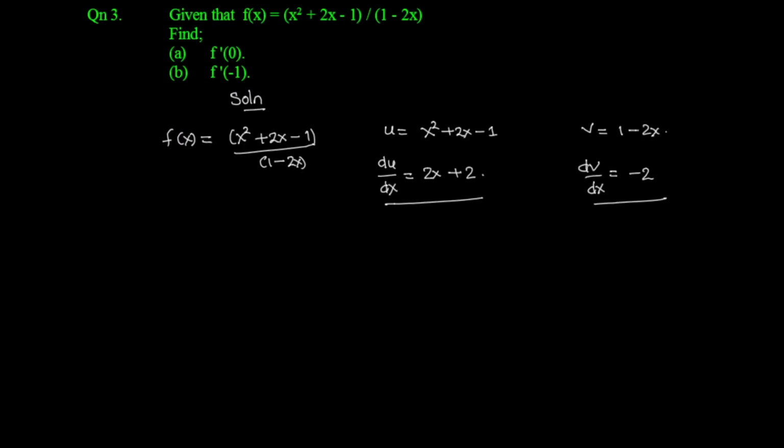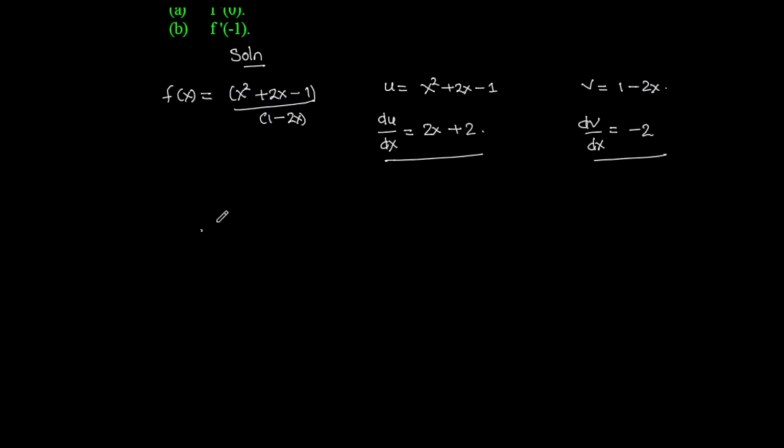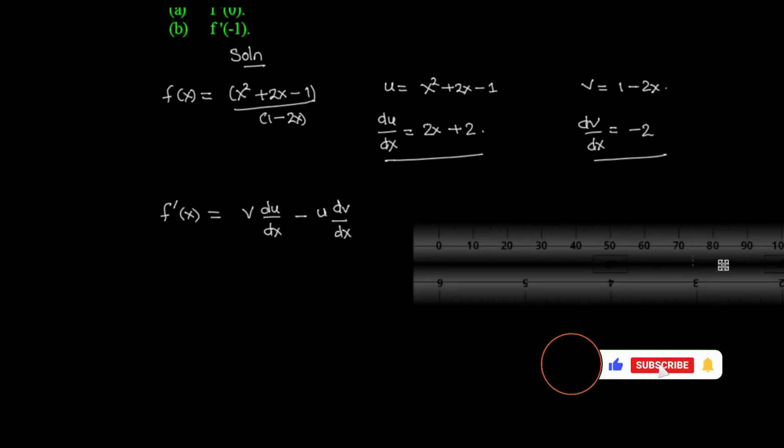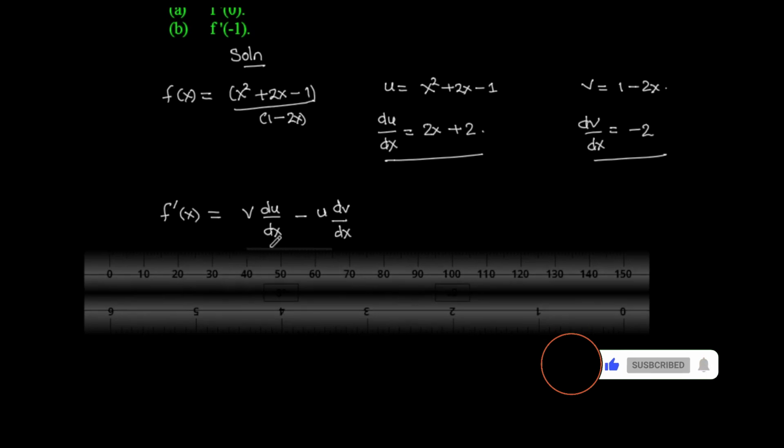So we can combine these two derivatives in a quotient rule because we're dividing. So the derivative of this function can be given by v du by dx minus u dv by dx, and we're dividing everything by the denominator v squared.